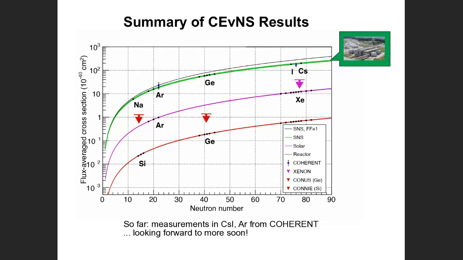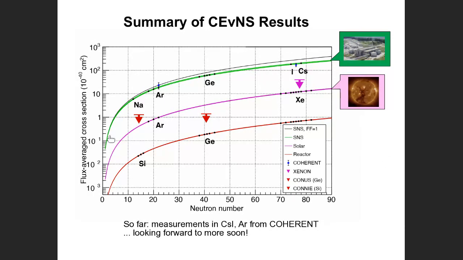And so here's the summary of all the CEvNS results so far. The green here is the plot that I've been showing you. This is the stopped pion neutrino source, and we have the 2 measurements here, the cesium iodide and the argon so far, and we want to map out the whole thing. The magenta here corresponds to this magenta arrow on xenon. This is the limit from solar neutrinos.